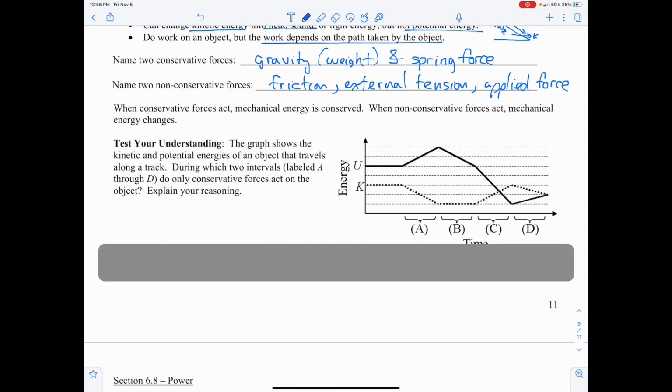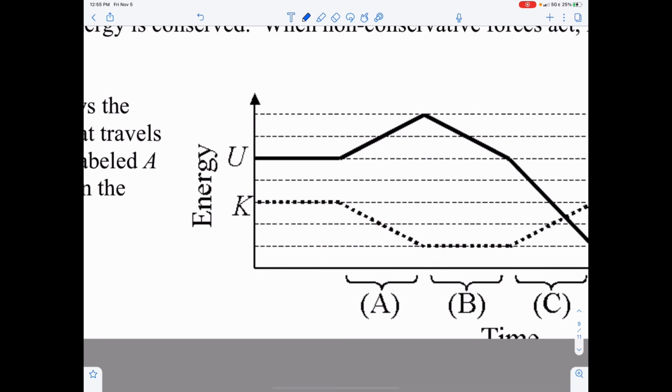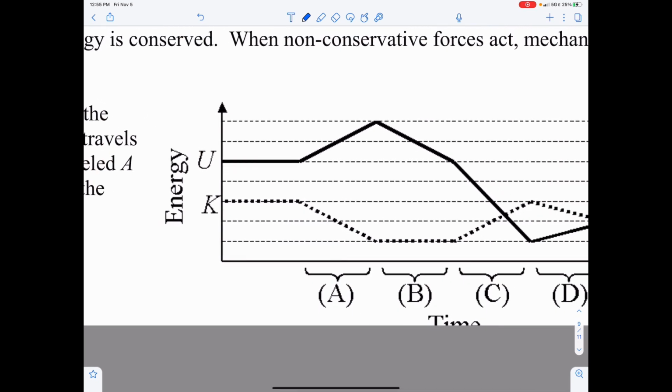Let's look at what's going on before we even get to interval A. Before we get to interval A, K is 3 units tall. Whatever the unit is, 3 joules. If we want to just make it simple and say each line is 1 joule: 1, 2, 3, 4, 5, 6, 7 joules. So we're looking at 3 units plus 5 units, right? That means the total energy so far right here is 3 plus 5, or 8 units.